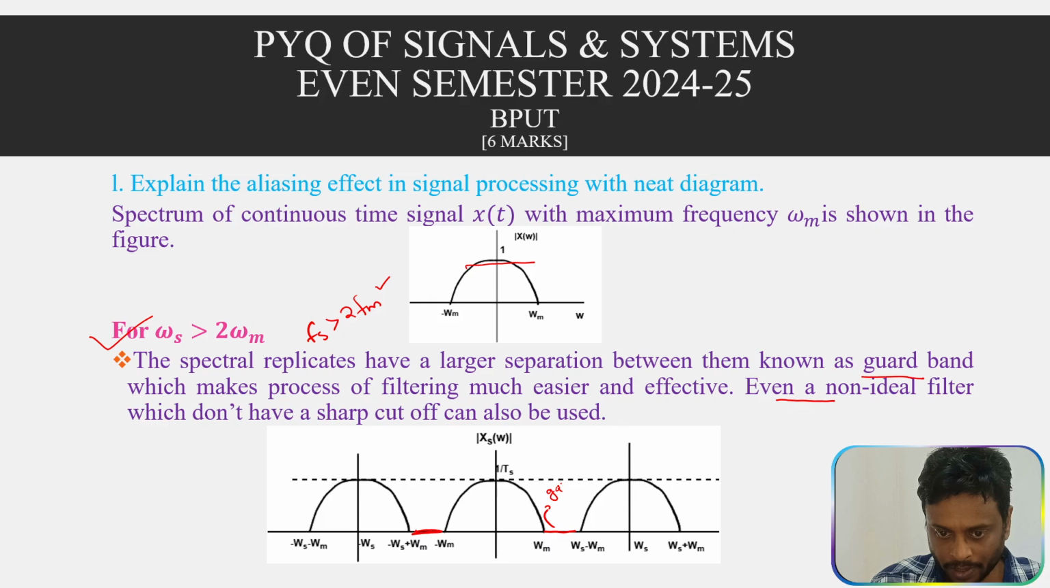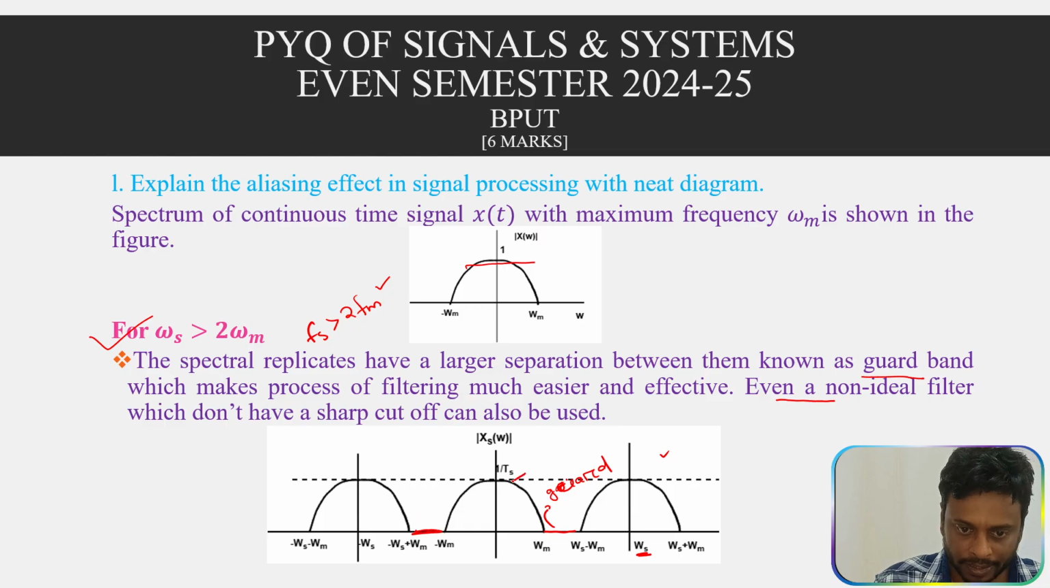I have not written it, so we can write guard bands. In this case, we can get back the original signal without any disturbance, without any signal loss. You can see over here, in this case, ωs is greater than twice ωm. So this is our ωs. These are the bands.